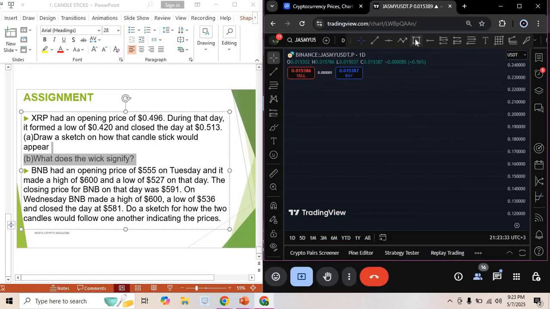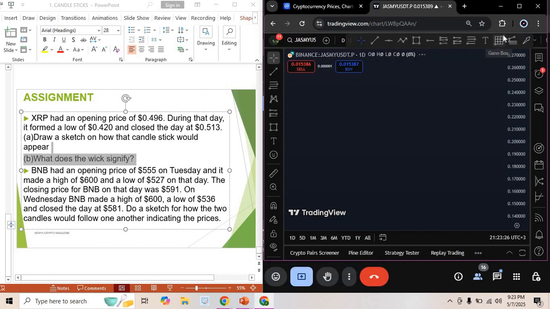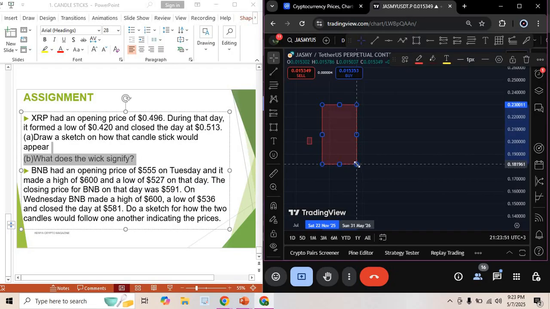Let's do that again. So let me just go through it. Let me do it. So the first BNB candle had an opening price of 555 on a Tuesday, and it made a high of 600 and a low of 527 on that day.